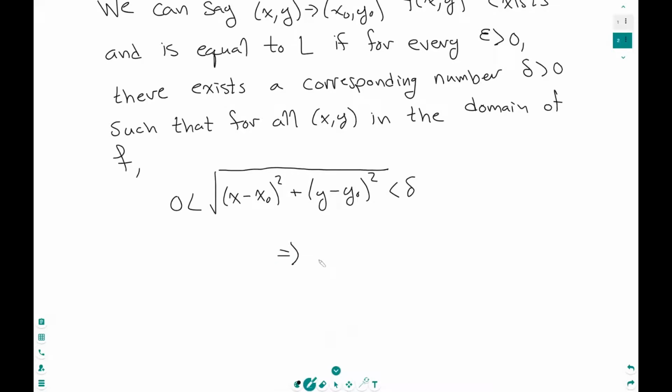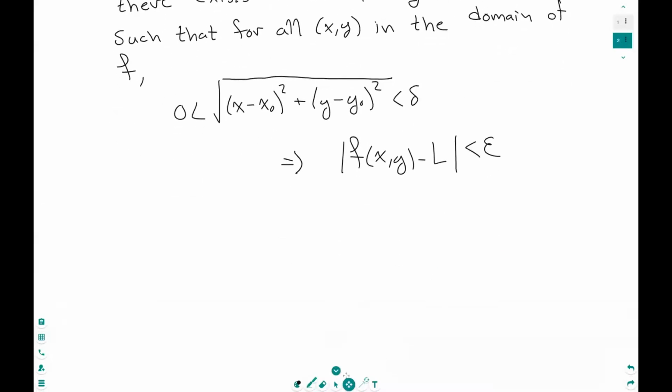Implies that the magnitude of f of x and y minus L is bounded by epsilon. Okay, so this is kind of the math way of defining that, right? And if you haven't seen this epsilon and delta notation before, this might be confusing. So let's talk about what this means.